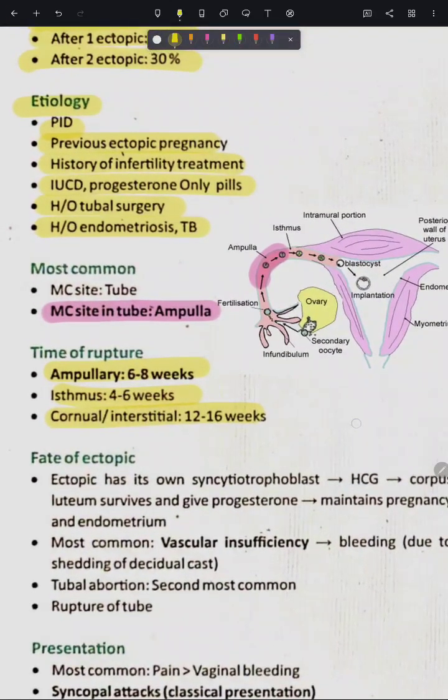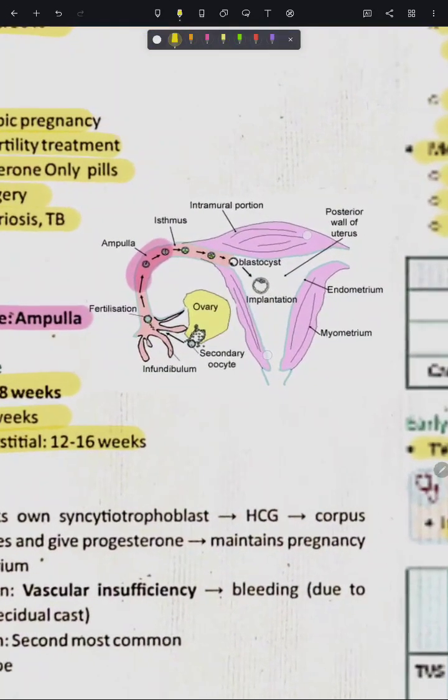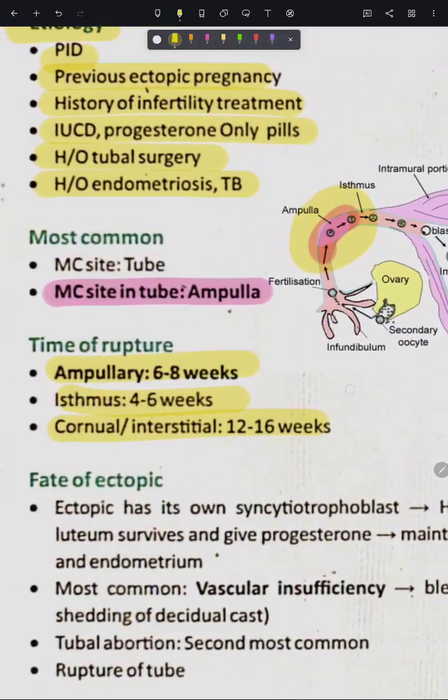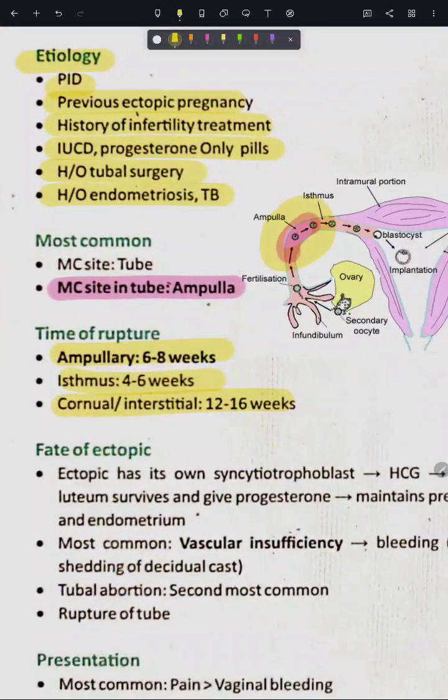Most common site is the tube. Most common site in the tube is the ampulla. This is the ampulla area. It is the most common site. Time of rupture in the ampulla is at 6 to 8 weeks.